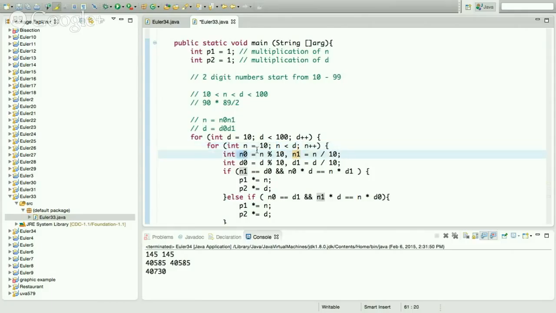And then I define n0 and n1, d0 and d1. These are the digits of the numerator and denominator. I find one of the digits by the remainder of the number over 10, which will give me the right-hand digit. The other one is by dividing the number by 10, which will give me the left-hand digit. I do the same thing for the denominator. So these two lines give me the digits.